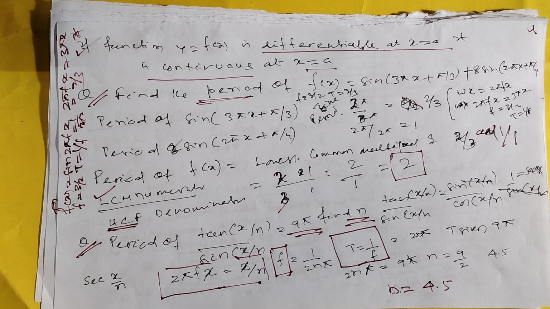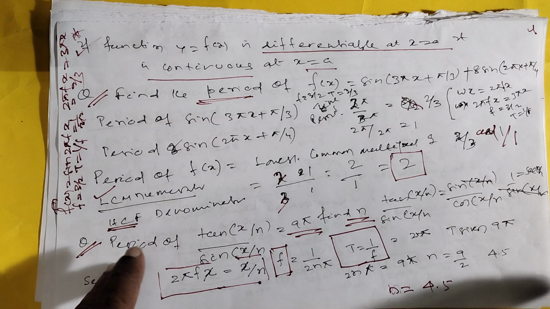Similarly, the period of tan x to the n is equal to 9 pi by... find n. It is the same thing: tan x is nothing but sin x by cos x, and sin x to the n divided by sin x to the n cancel out. So 1 by cos n is equal to 1 by cos n 9 pi. So your n is 9 by 2 or 4.5.